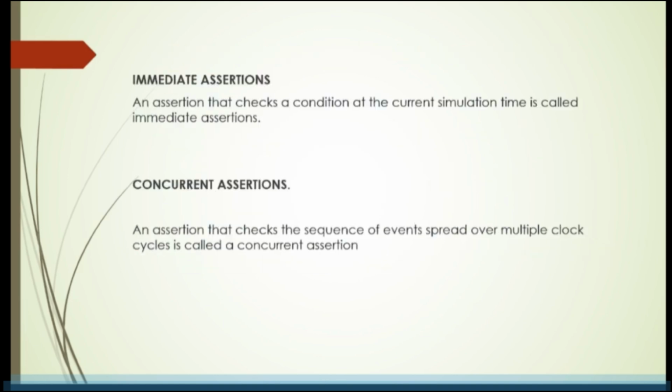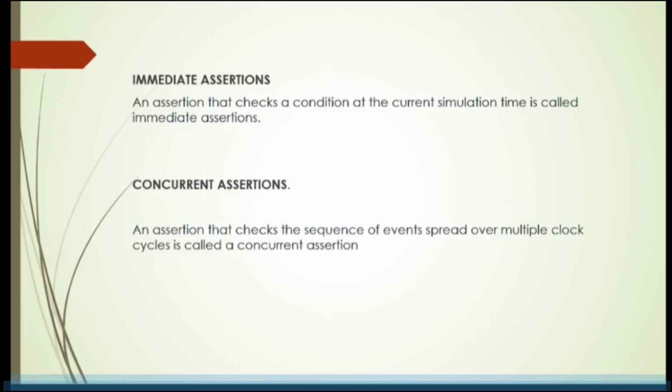Okay, so we'll be seeing what is an immediate assertion and what is a concurrent assertion, how we are going to write assertions as immediate assertions, and how we are going to write them as concurrent assertions. So we are going to see all those things. Firstly, let us see what is an immediate assertion and what is a concurrent assertion.